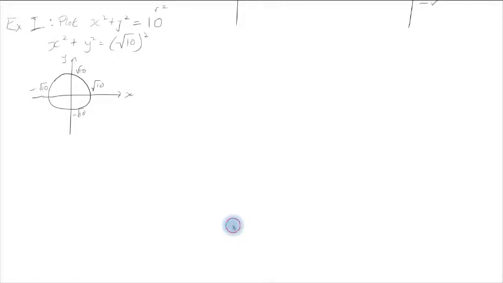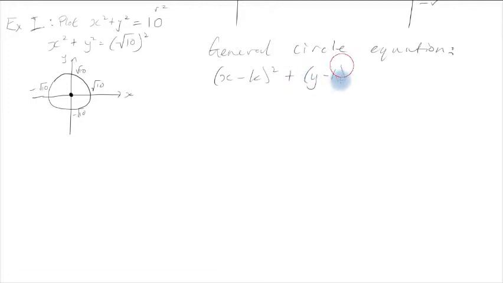Now the circles we've been talking about so far have all had their center at the origin here. But that won't always be the case. We can have some translations with our circle, same as with any other equation. So the general circle equation looks more like this. X minus k squared plus y minus h squared equals r squared. Okay, so here k and h show you where the center is.